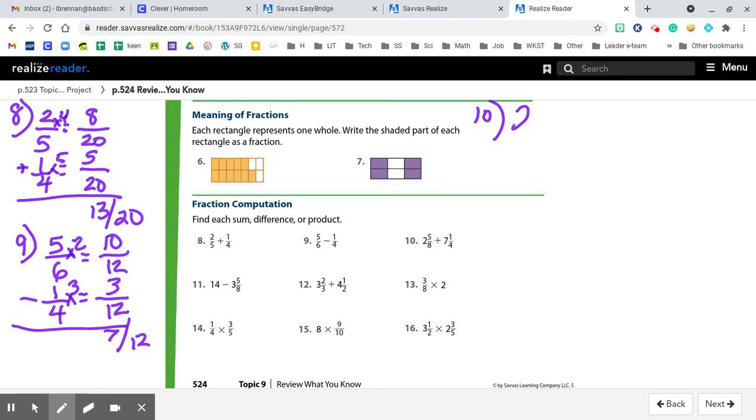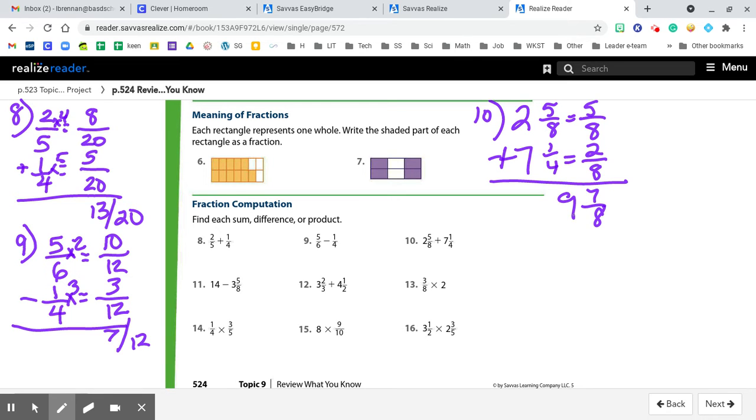Number 10, 2 and 5/8 plus 7 and 1/4. I know that 4 can go into 8, so I'll just rename this fraction. Then I can add, and I have 9 and 7/8.